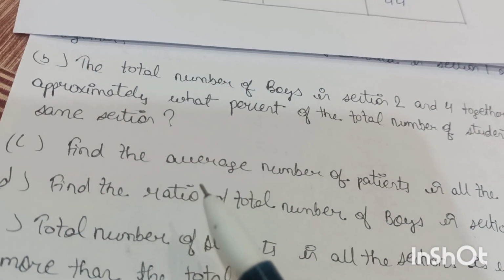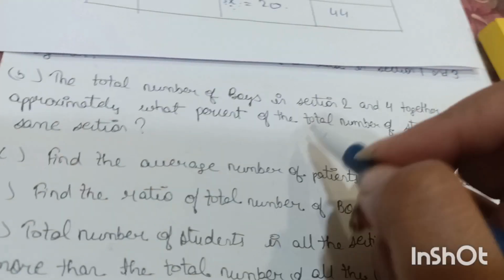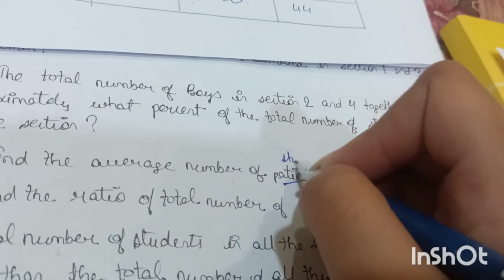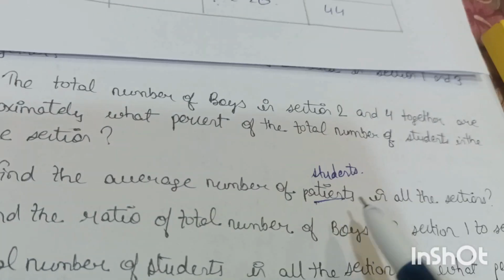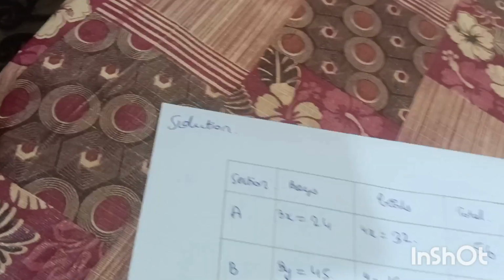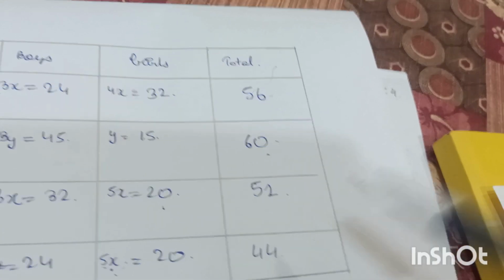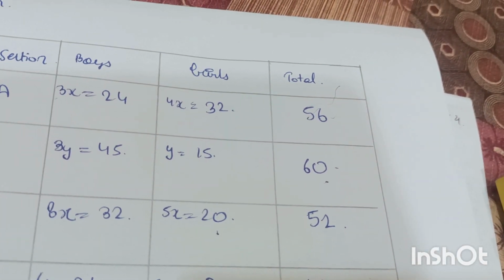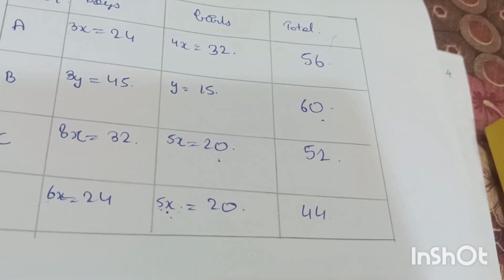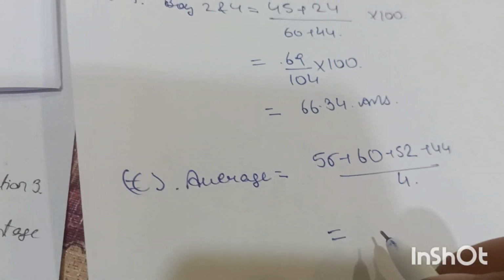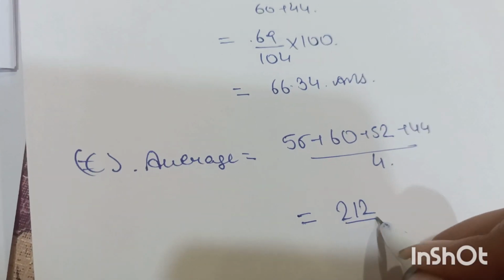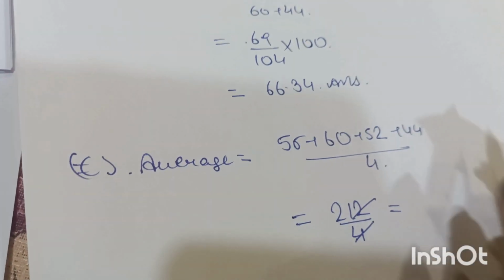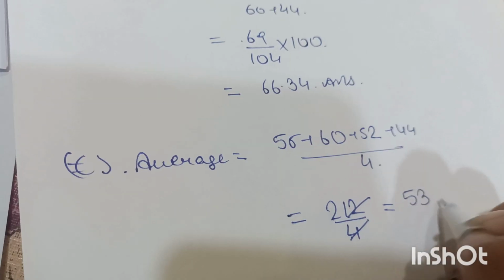So the average of all the students in all the section. So you can see 56 plus 60 this. Okay. So average, 56 plus 60 plus 52 plus 44 upon 4. So when you will solve it out, you will get the value as 212 upon 4. When you will cancel it out, you will get the value as 53.